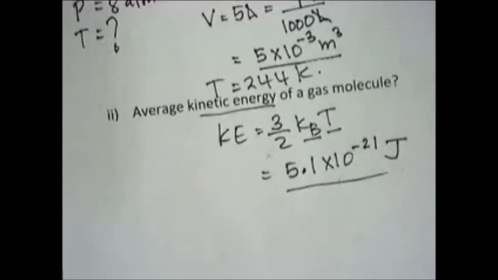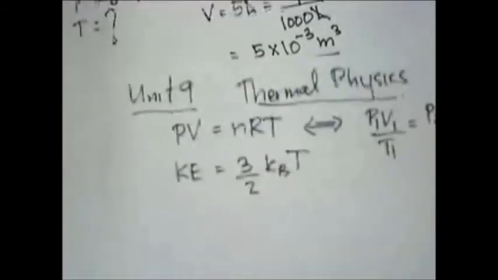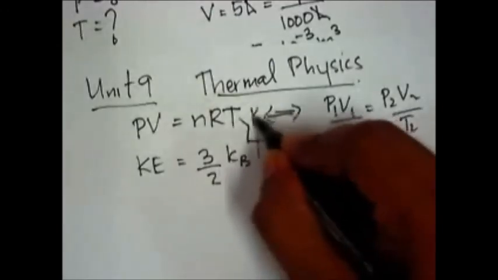Okay, so just going back to that question, important things in Unit 9 are for you to know how to apply PV is equal to nRT. Okay, and you might also need to know the formula for the kinetic energy, 3/2 kB multiplied by temperature. And you have to know that your temperature needs to be in Kelvin, your volume needs to be in meter cube, and your pressure needs to be in pascals.